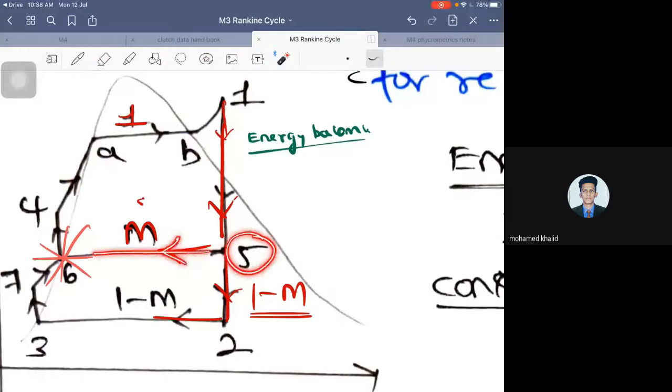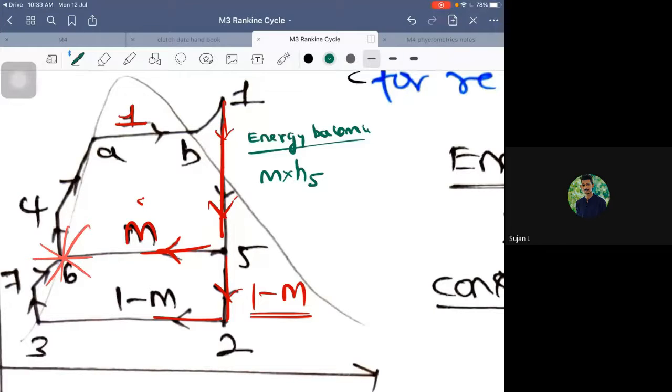It is m, not m dot, m into h. It is coming from state 5, so it is h5. Now, it is inflow, so should I take it positive or negative? Positive. So it is positive. This is done with state 5. Now tackling one more inflow, which is coming from state 7.